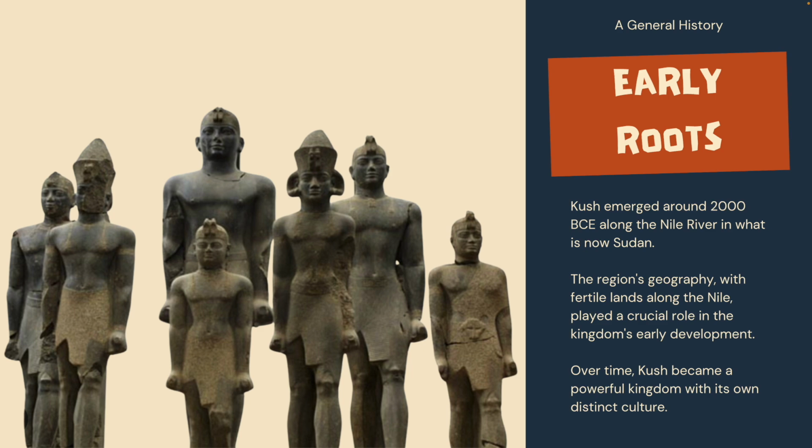Early roots. Kush emerged around 2000 BCE along the Nile River in what is now Sudan. The region's geography, with fertile lands along the Nile, played a crucial role in the kingdom's early development. Over time, Kush became a powerful kingdom with its own distinct culture.